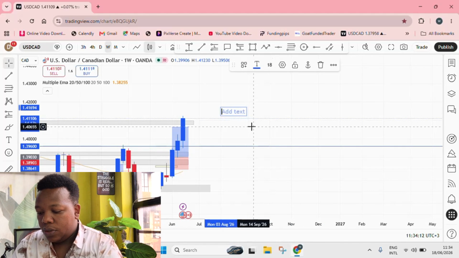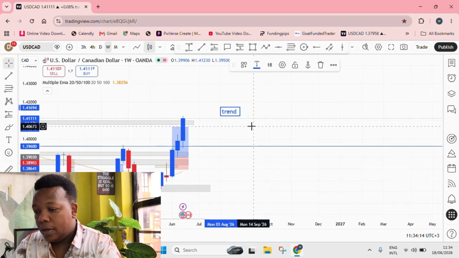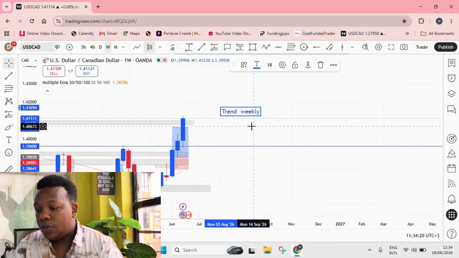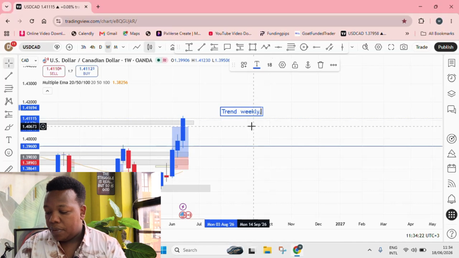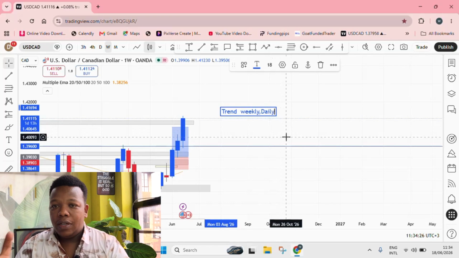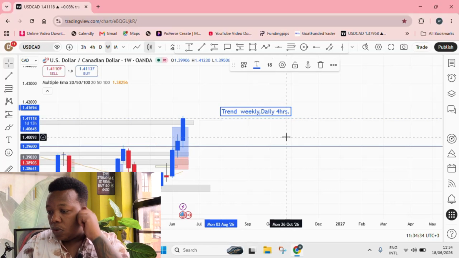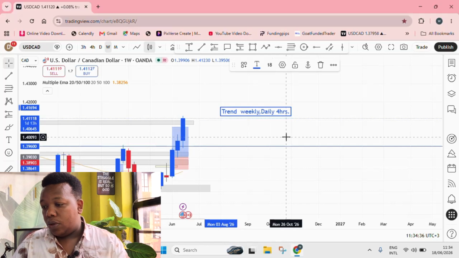So what I usually check is the trend when it comes to the weekly. I usually check the trend on the weekly time frame, as well as I usually also focus on the trend on the daily time frame, as we'll be looking into together, as well as for the entry I usually focus on the 4 hours time frame. So this is something that you must make sure that you understand.